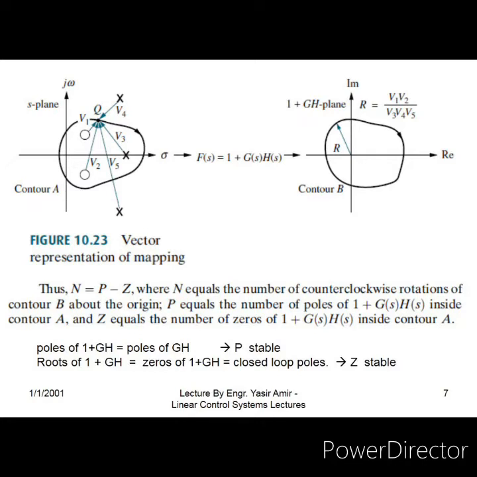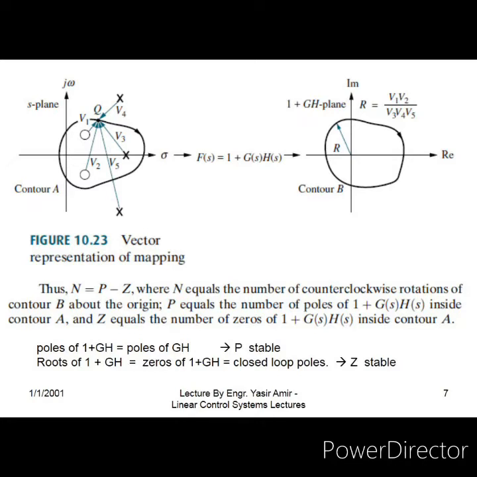So we have a complete rotation in contour B around the origin for the 1 plus GH, and that depends on the poles and zeros that are inside the contour A, that is shown on the left hand side. Apart from all this, there is another point that you must, first of all, let sink in your mind. Pause the video, rewind it, and listen to whatever I have said in this slide up till now. And then after that, wait for a few seconds and let this sink in your mind. And after that, listen to what I am saying right now.